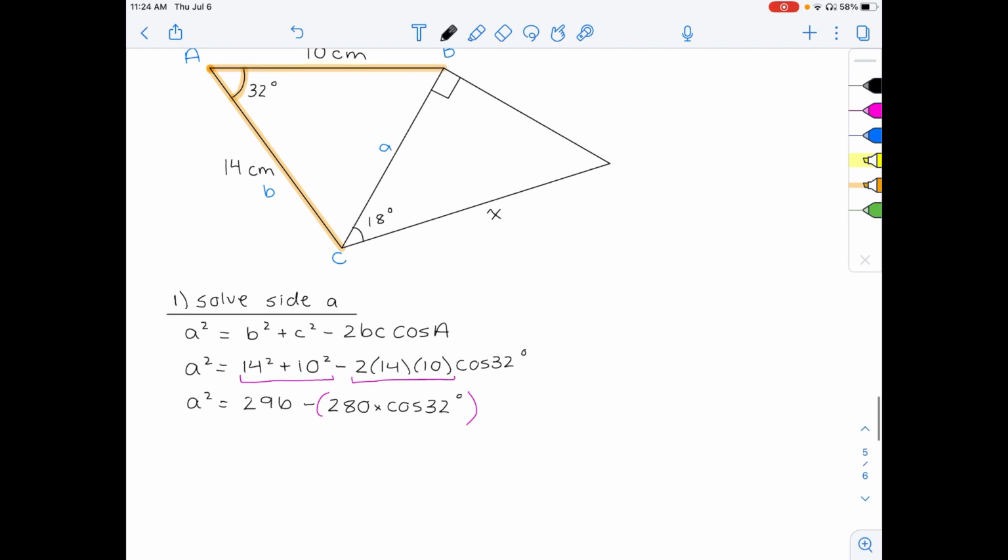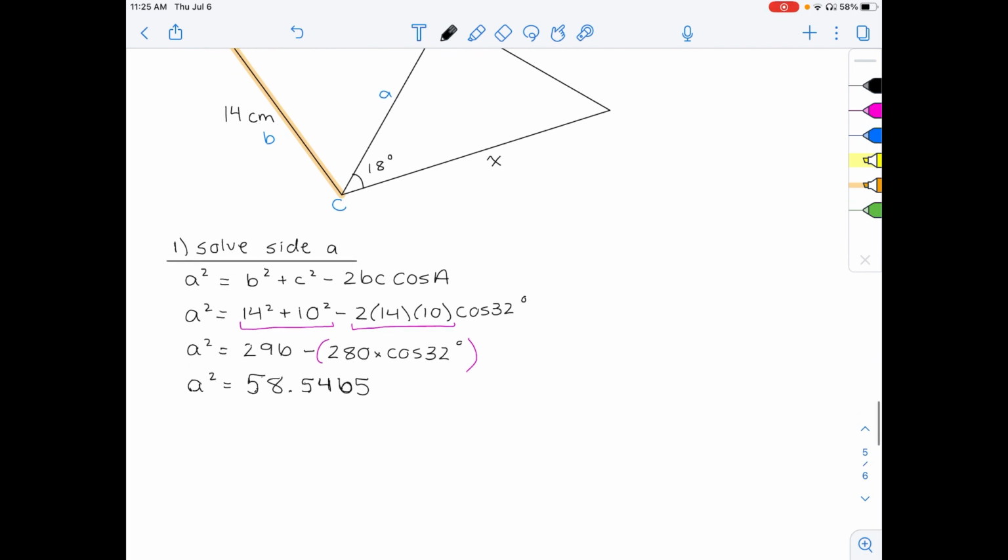So again, you should have done some practice yesterday with this to make sure that you are confident with the way that you set up and solve. It's okay if you need to show some more steps than what I'm showing, whatever helps you to get the correct answer. So we'll do 296 subtract 280 times the cosine of 32, and I get 58.546 approximately.